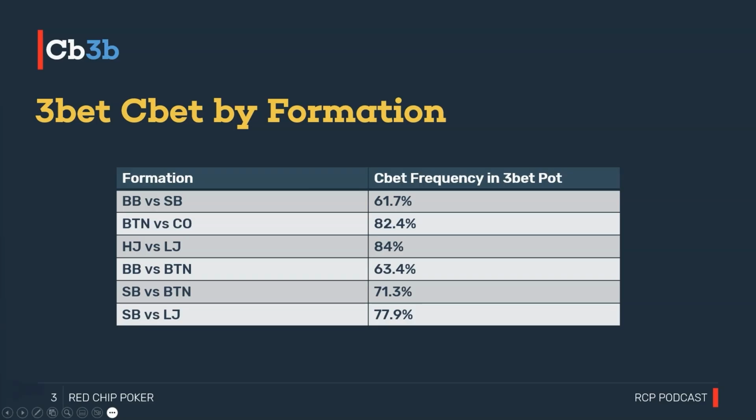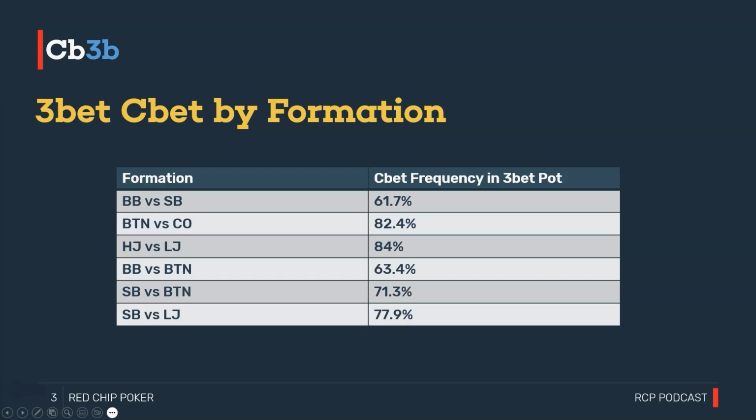So with that information, we should be able to construct a scenario where we expect the c-bet frequency to be very high out of position. For example, small blind versus low jack. This is now an early position formation. We call it early position despite the fact that small blind is late position. That's because one of the two players is in early position. All it takes is for one player to be in early position, and we then describe that as an early position formation.